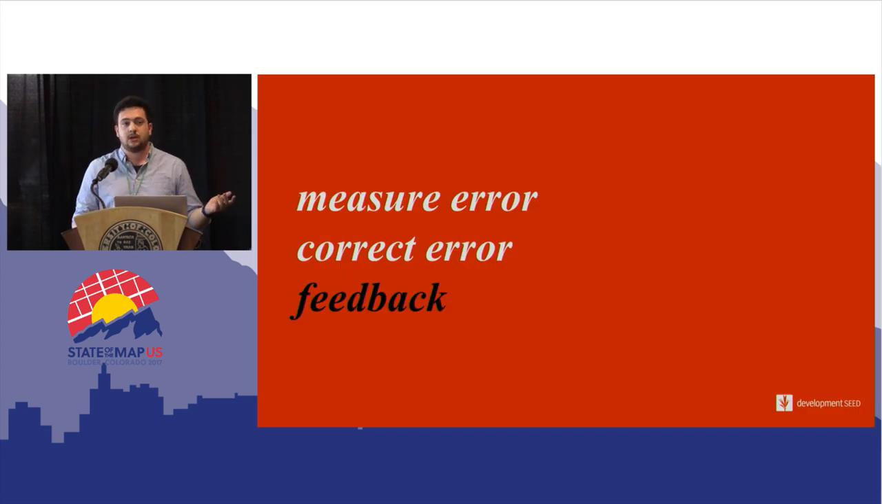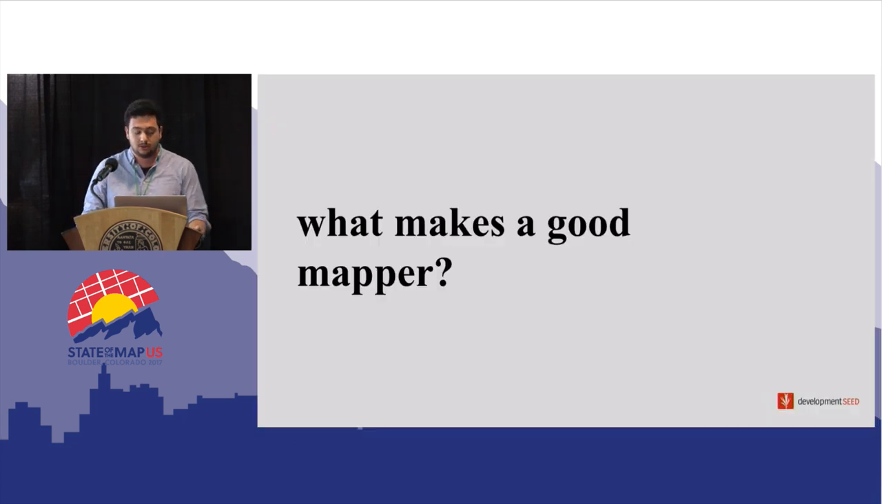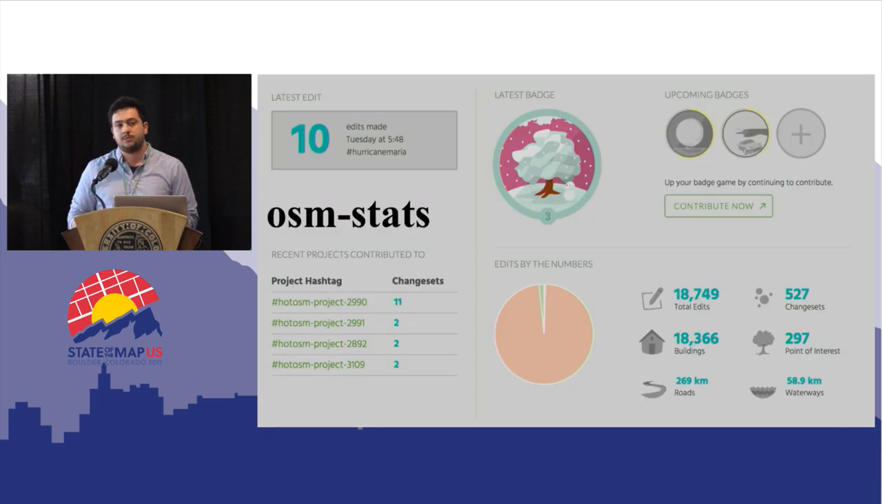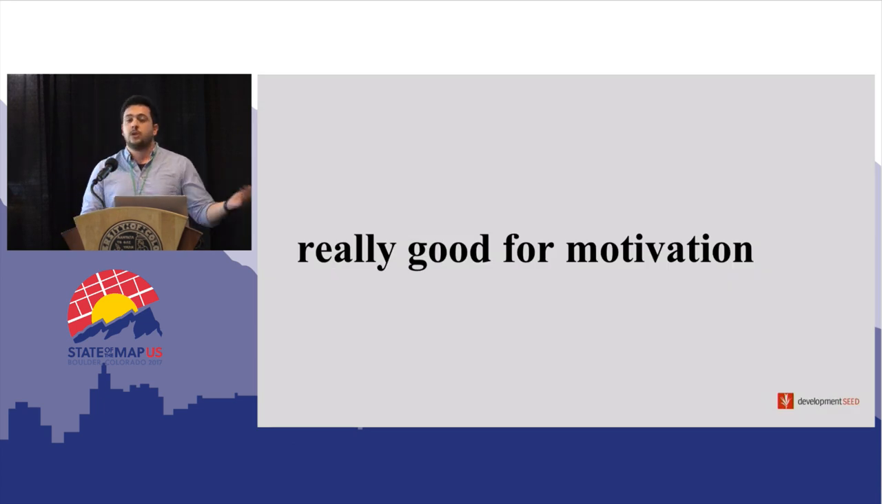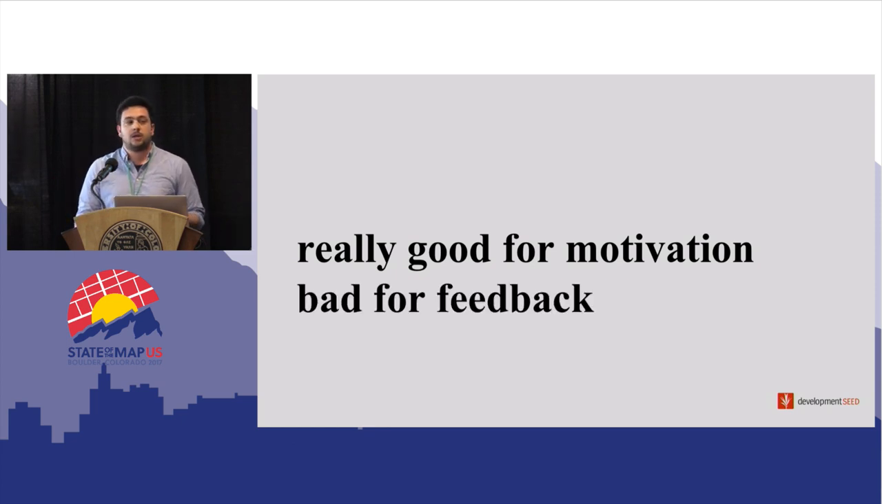Finally, we have feedback, part of that loop. So this is an existential question. What makes a good mapper? It's very subjective. But we tried to tackle it, for example, with OSM stats for Missing Maps with badges and leaderboards. We started tracking total number of edits, total number of buildings, kilometers of roads mapped. But that's really good for motivation. That's really good for bringing in mappers. You get a shiny badge that you're a super building mapper. That'll bring you back to the map. But it's bad for feedback. It doesn't tell you you're a good mapper.